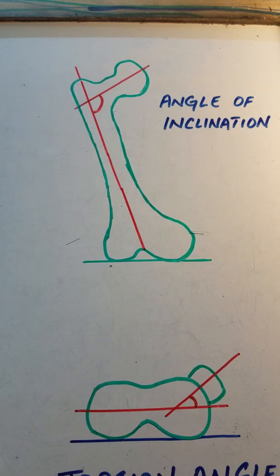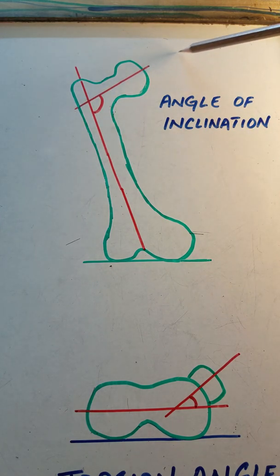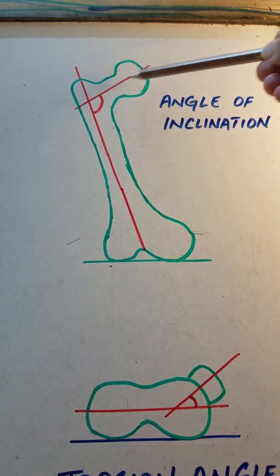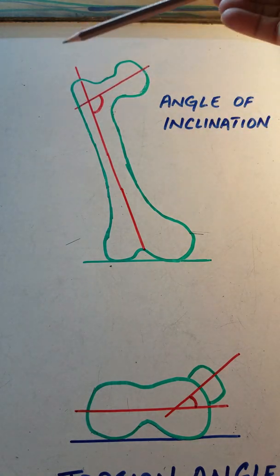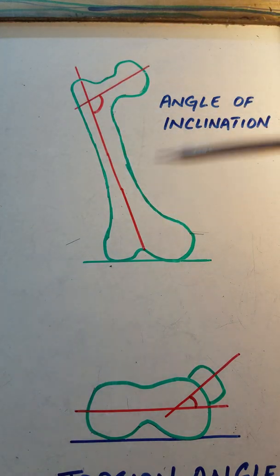So at this time, I think it's important to learn about two angles known as the angle of inclination and the torsion angle. Let's talk about the angle of inclination first. The angle of inclination is actually the angle between the long axis of the neck of femur and the long axis of the shaft of femur, right?